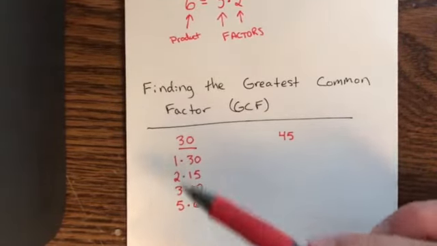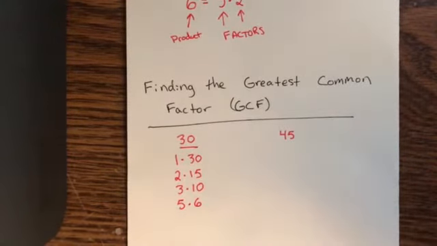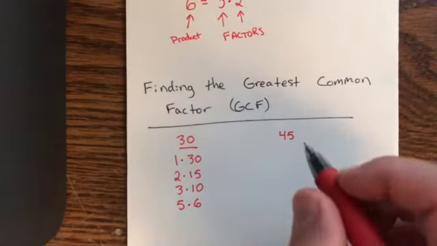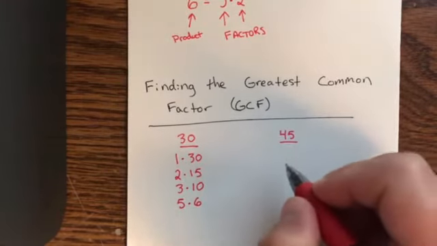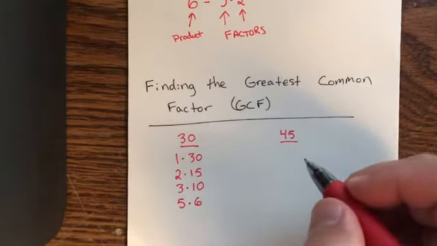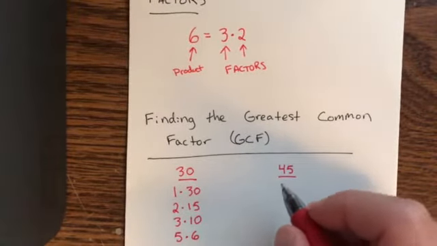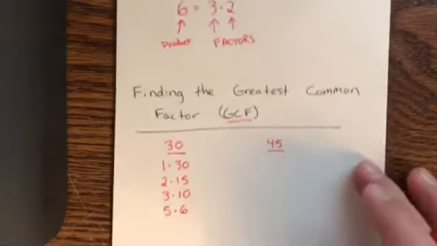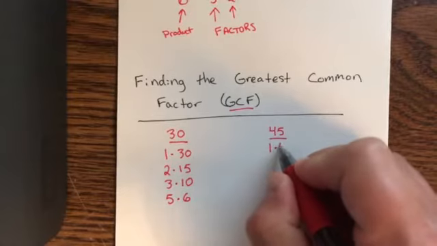So really there are 8 different factors of 30. Okay? Now this list is complete. Now with 45, I'm going to do the same thing and start in the same place. It's really important to get a complete list of all the possible factors of each number if I'm going to find the greatest one common to both lists. Okay? 45. 1 times 45.